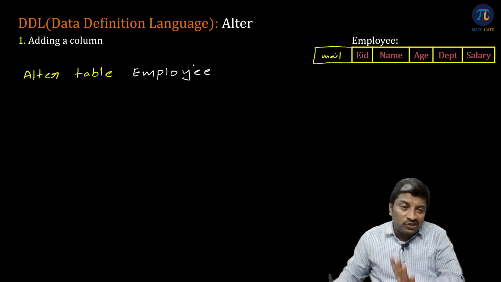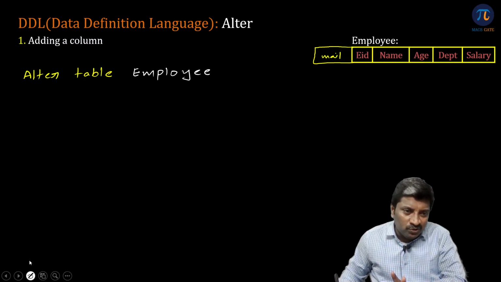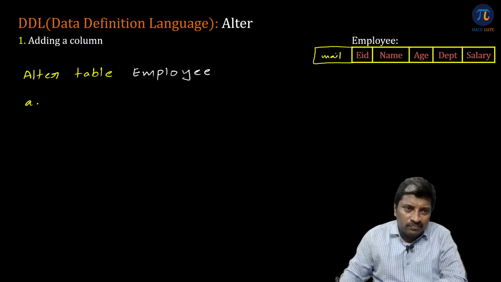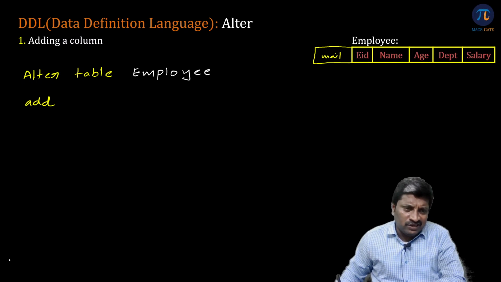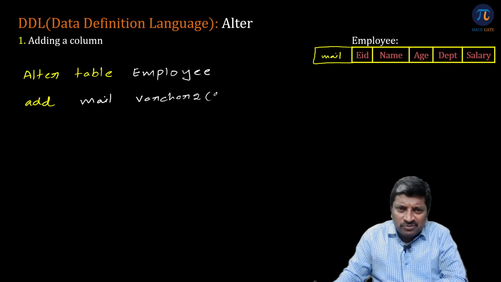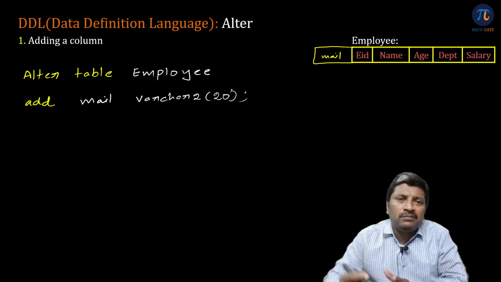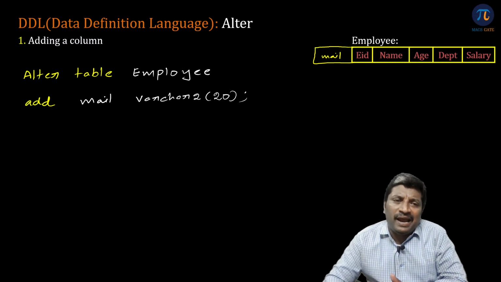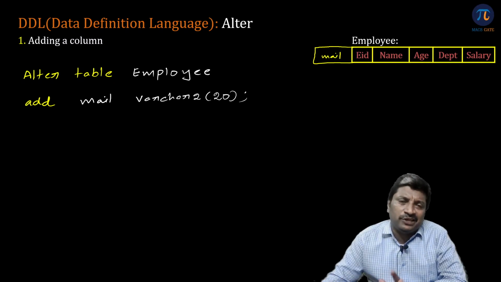You are going to alter the table. Then what you want to do? That you need to specify here. Add column name. What is the column name, sir? That is mail. What is the data type of the mail ID? Suppose it is a string, maximum of 20 characters. That's it. Right? So alter table name, add column name, data type. That's it. So that is, we want to add it.